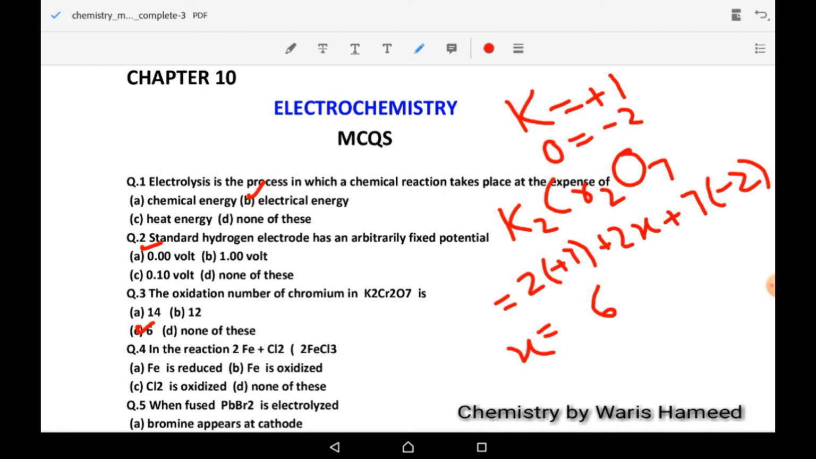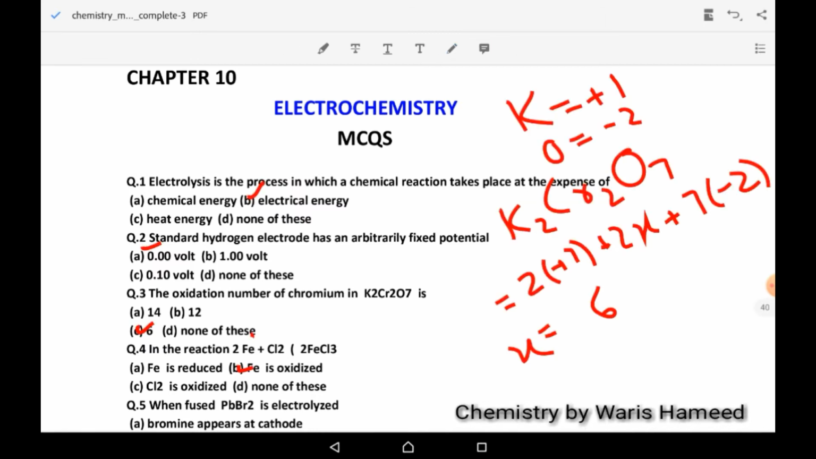In fourth MCQ, in the reaction 2Fe plus Cl2 forms 2FeCl3, Fe is reduced, Fe is oxidized, Cl2 is oxidized. Fe is oxidized because in reactant Fe has 0 oxidation state and in product Fe has +3 oxidation state. So we can say that iron has lost electrons and it is oxidized.